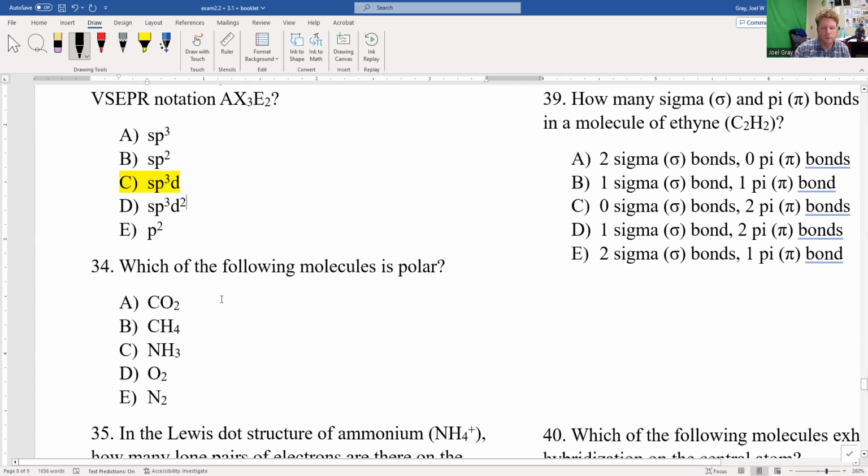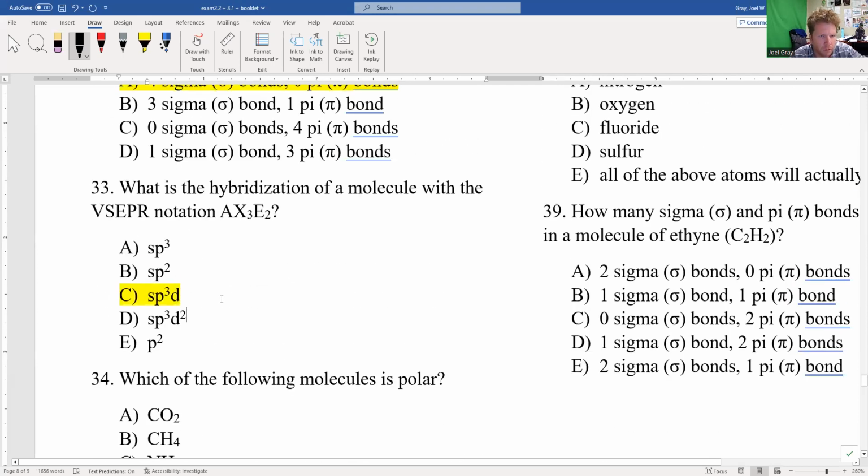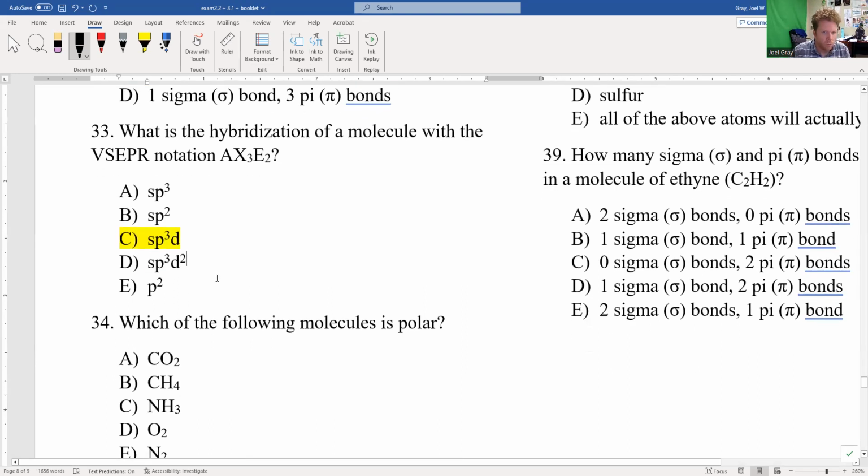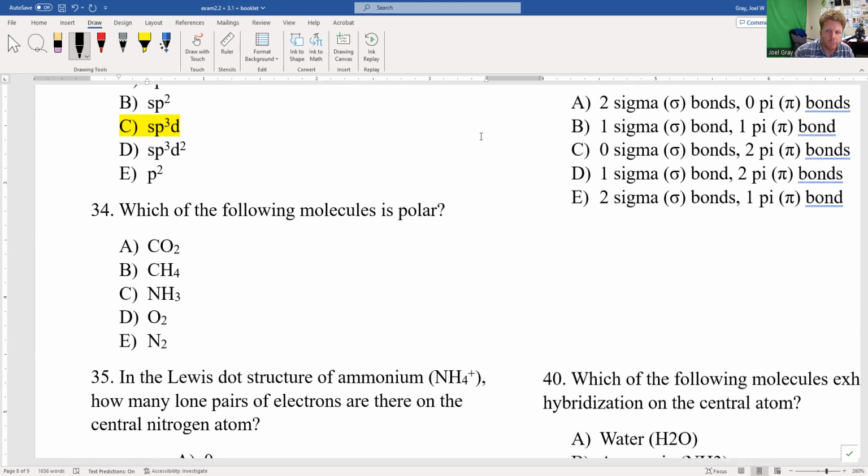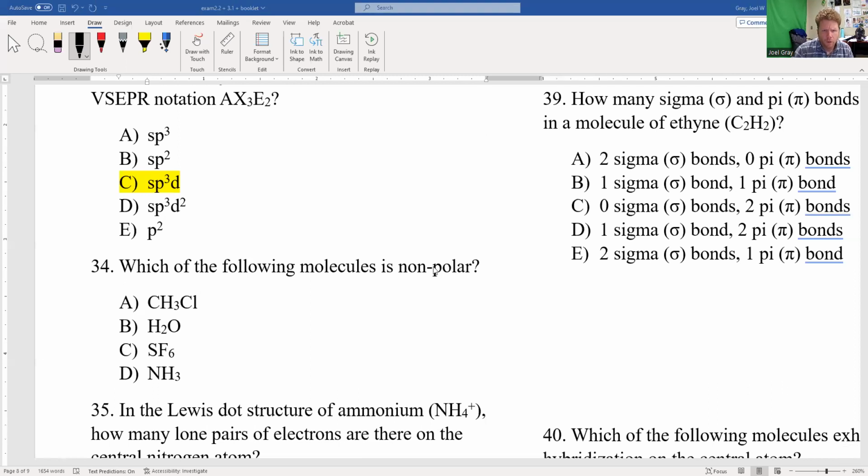All right. So that was question number 33. The answer is C. 32, the answer is A. Which of the following molecules is polar? I'm going to change this question. Which of the following molecules is non-polar?